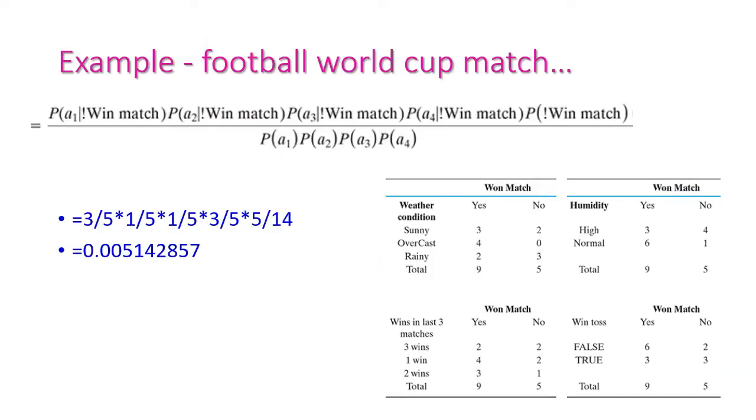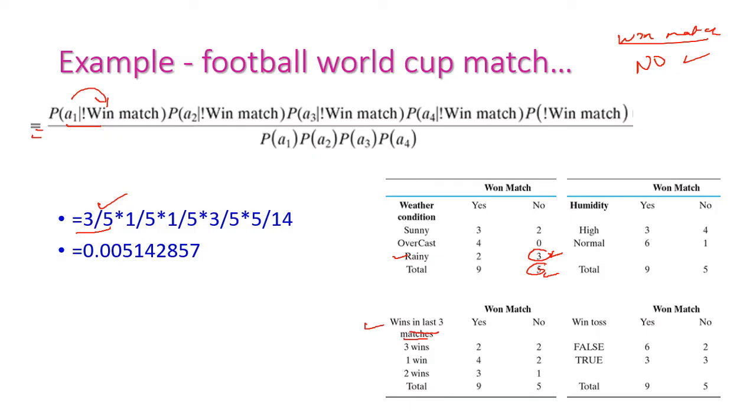Simultaneously, we have to apply the same formula for no also. Win match equal to no. So A1 gives not win match. A1 is rainy, not win match is 3, and total number of no is 5. Hence this is, sorry, 3 by 5. And the second one is the attribute win in last 3 matches.